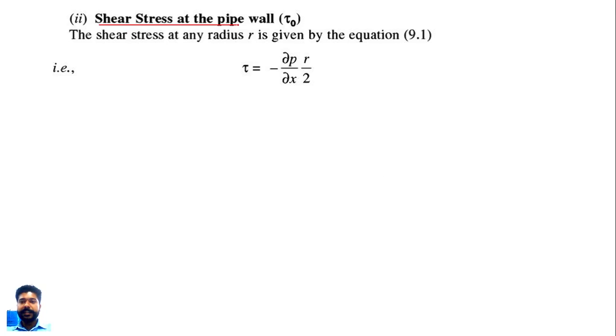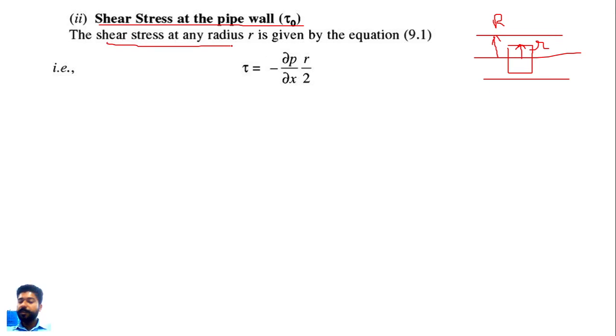Let's find the second thing, that is the shear stress at the pipe wall. Suppose here is our pipe, and here is the center line of the pipe. If you remember our previous session, this small r is the radius of the elementary area, and here the capital R is the radius of the pipe. Small r is the radius of the elementary ring which we assumed, that is the radius of this ring, and capital R is the radius of this pipe.